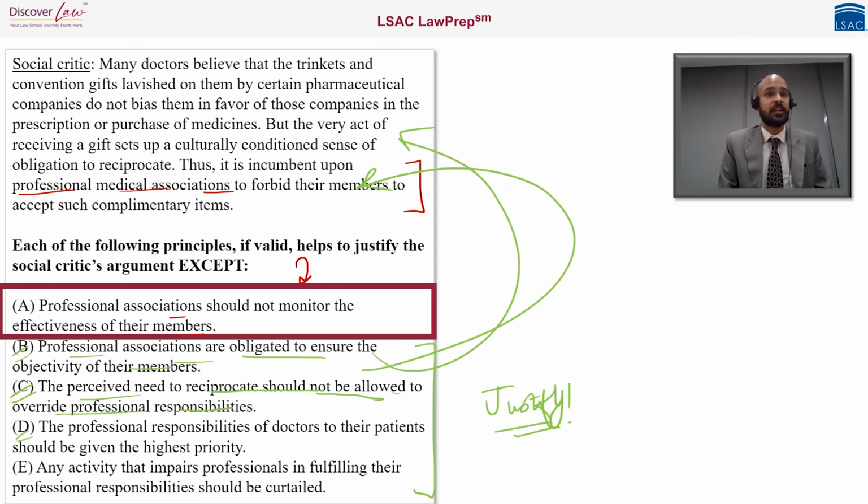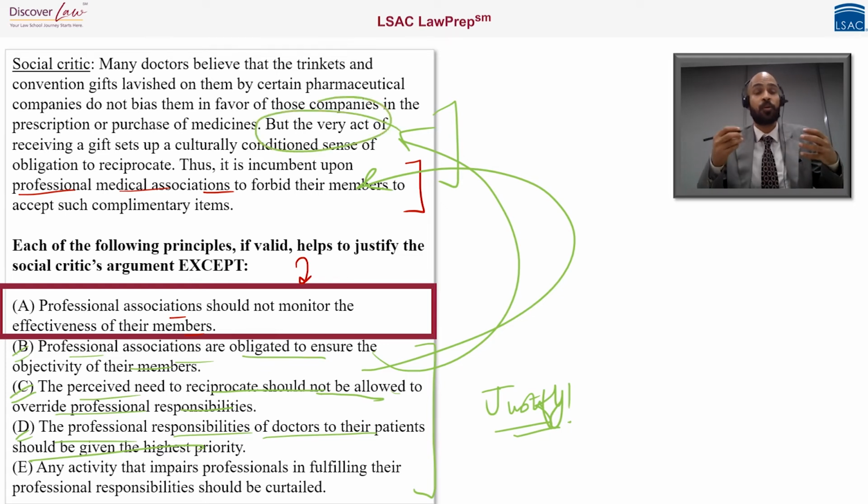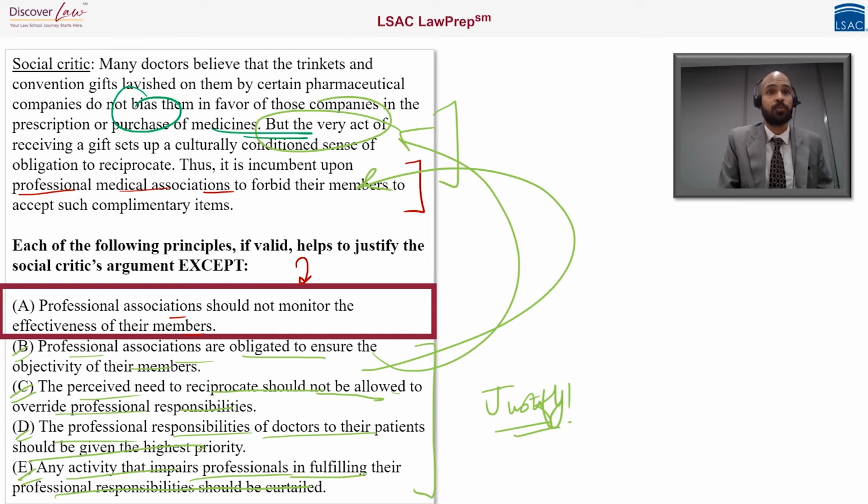Option D. The professional responsibilities of doctors should be given the highest priority. Again, you can see that justifies. Their responsibility is to not be biased, so you must not allow things that have a sense or a chance of bias. Option E. Any activity that impairs professionals in fulfilling their responsibilities should be curtailed. Right? So we saw that there is a possibility that it could give them a bias, so you should forbid or curtail it. So A is the answer.